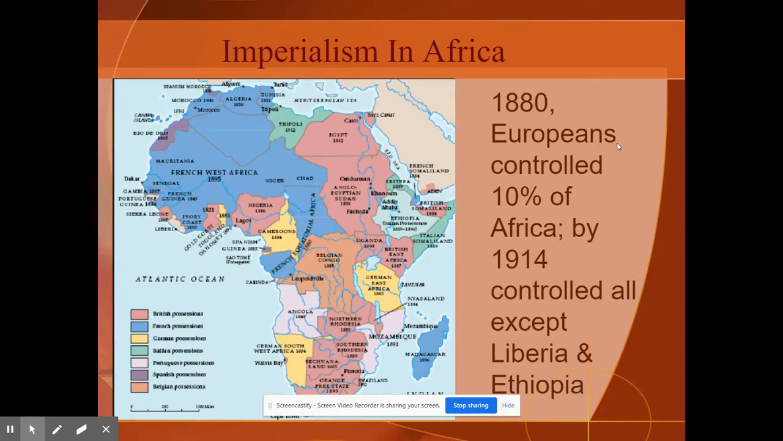So by 1880, Europeans control about 10% of Africa. The only state that's free is basically Liberia, which is over here on the coast. Here's Liberia, and here's Ethiopia. Technically, though, Ethiopia is the only state. And this is why Bismarck draws these lines: if this is French and this is English, then everyone knows where the lines are and it's less likely to cause a conflict.